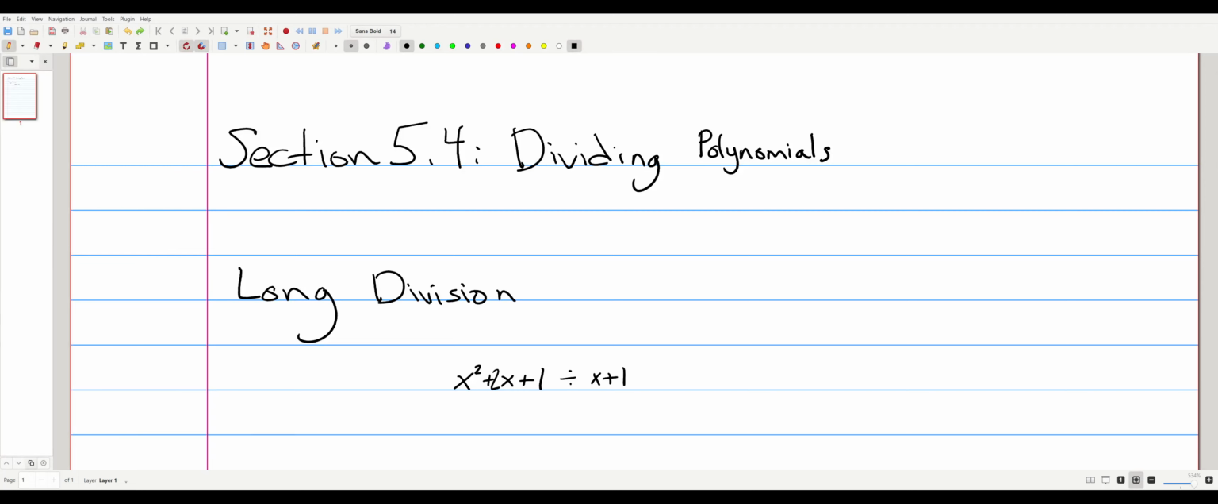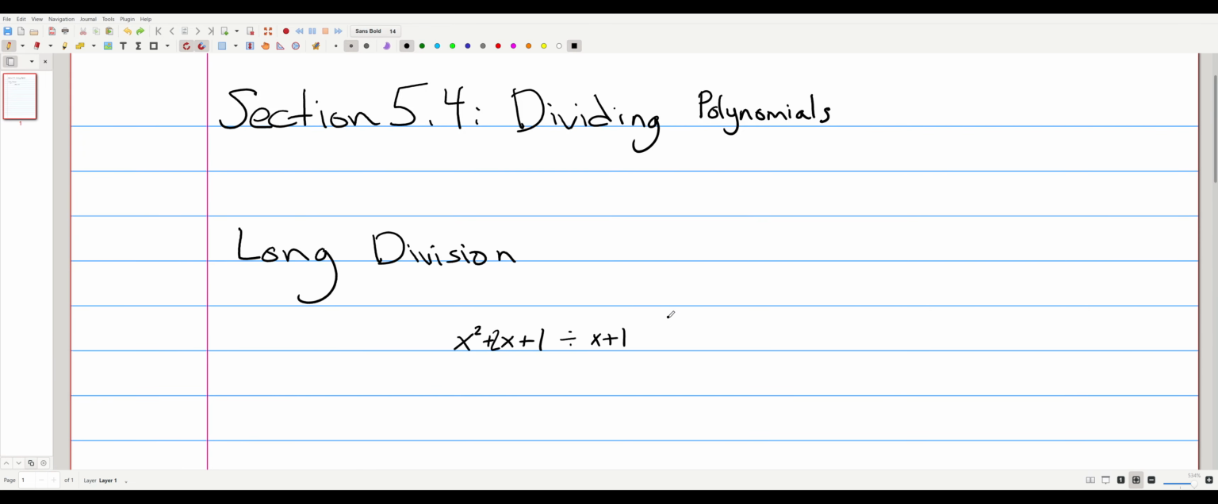Hey guys, today we're in section 5.4, dividing polynomials, and we're going to look at two techniques to divide polynomials. One is called long division, the other we'll cover later is called synthetic division. And so long division of polynomials works very similarly to how long division works in integers.